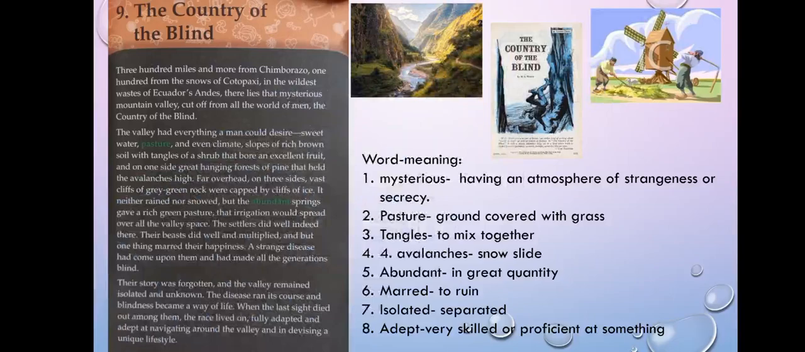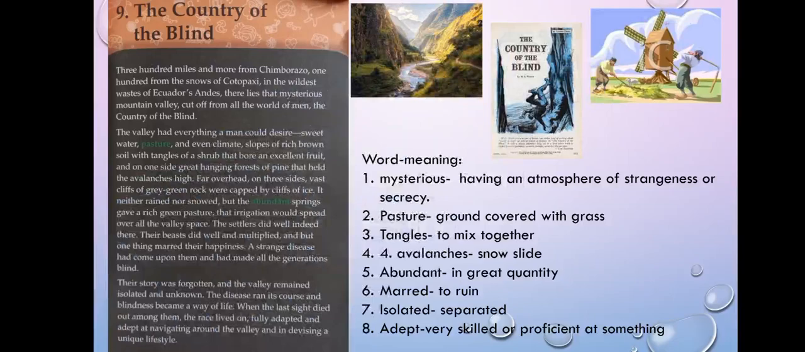The valley had everything a man could desire: sweet water, pasture, and even climate, slopes of rich brown soil with tangles of a shrub that bore an excellent fruit, and on one side great hanging forests of pine that held the avalanches high. So, what is required for living? Everything was present in that valley: water, green grass, then trees, fruits, everything, even good climate, everything was there.